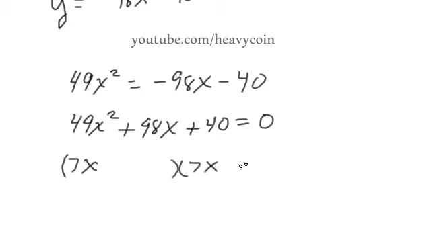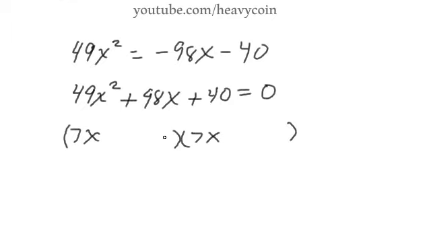I'm pretty sure that these coefficients here are 7, because 7 times 7 is 49. So we're going to try this out. We're going to need 7 times a number plus 7 times another number to give us 98. And if we multiply these two numbers together, we've got to get 40. Alright, let me work this out here.